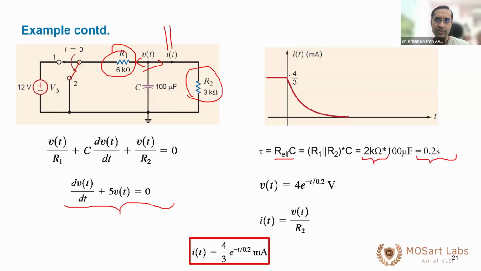Right? So now it is clear. The voltage starts at 4 volt and it is decaying with a time constant of 0.2. Very easy to write the equation. V is equal to initial voltage, which is 4 volt, into e power minus t by tau. Tau is 0.2 seconds. So this is the equation of V of t.